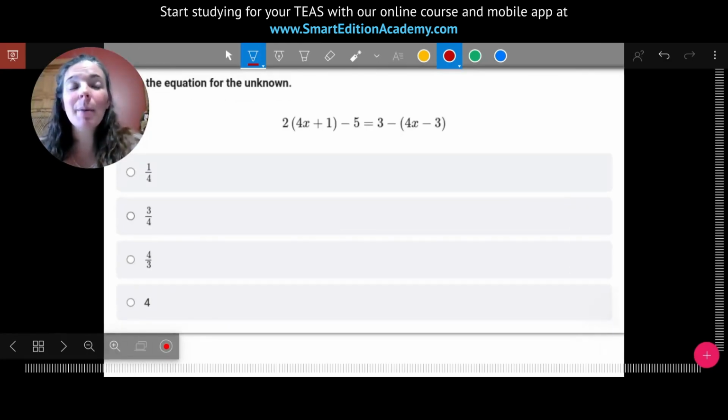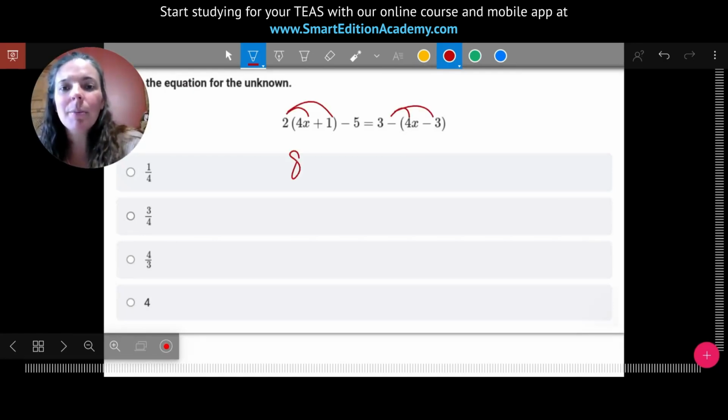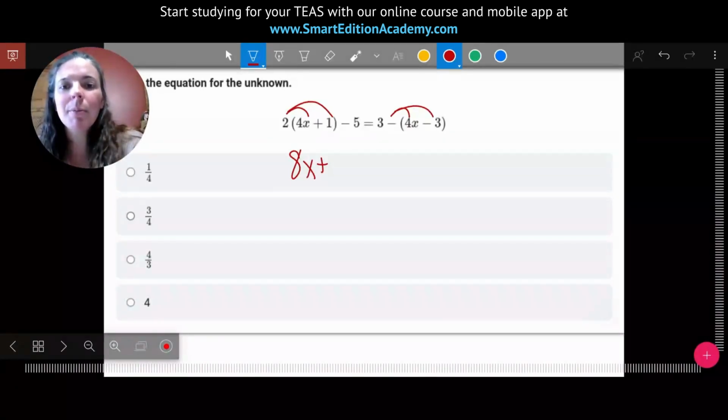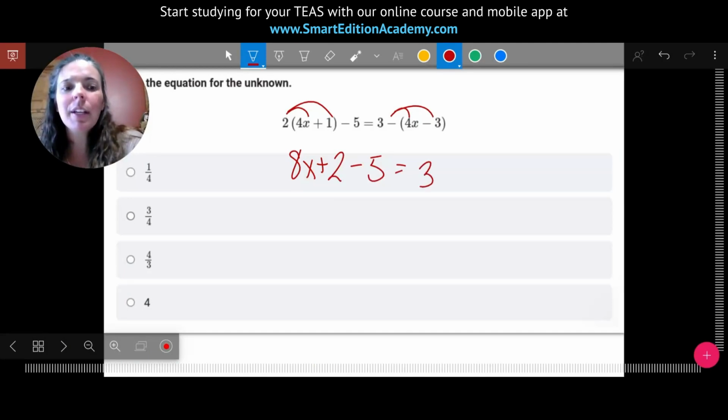Okay, so this is an example with parentheses. To deal with these parentheses, we want to distribute. Okay, let's distribute and drop those parentheses. So 2 times 4x would be 8x, plus 2 times 1 would be 2, minus 5, equals 3 minus, so we distribute the negative sign, negative 4x, and then we have minus a negative 3, which is really plus 3. So now that we've distributed, we've dropped those parentheses.